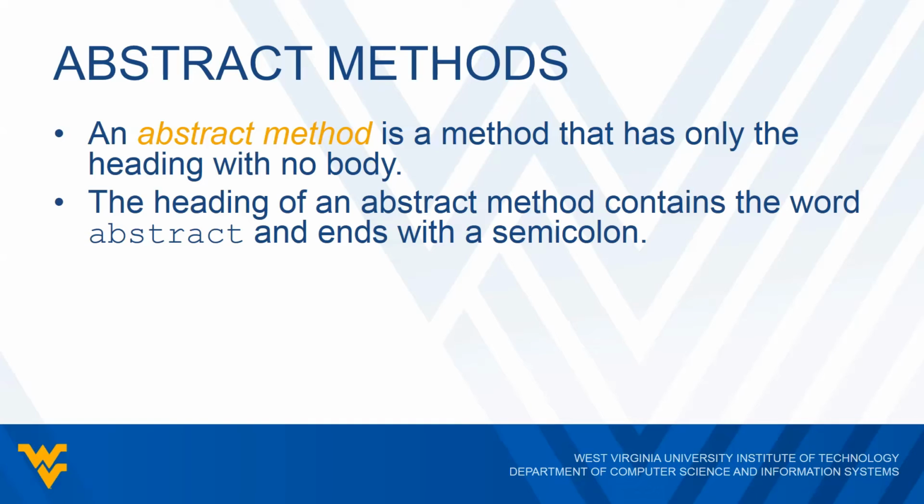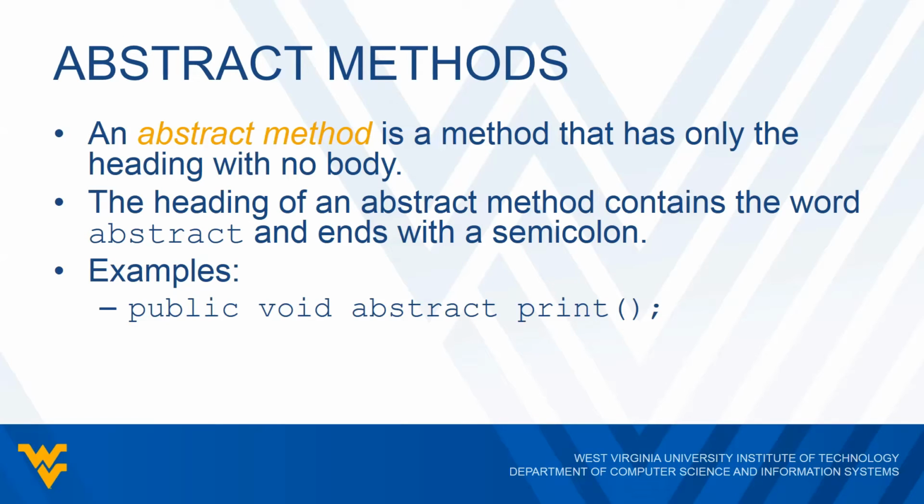Now, this heading does have a few other things with it that makes it different from a normal method. It does have the reserved word abstract as one of the modifiers, and it also ends with a semicolon. It almost seems like how we would call a method, except we don't pass any arguments and we do include the word abstract. So let me give you a couple quick examples of what we would consider abstract methods.